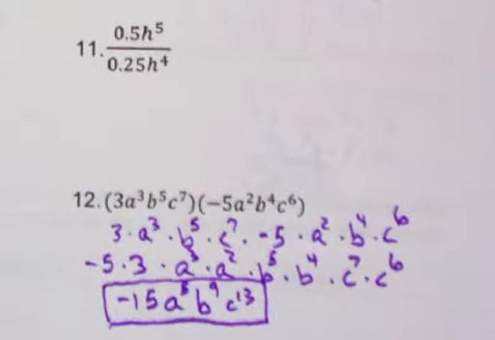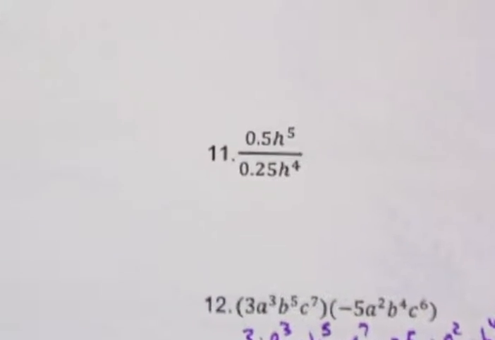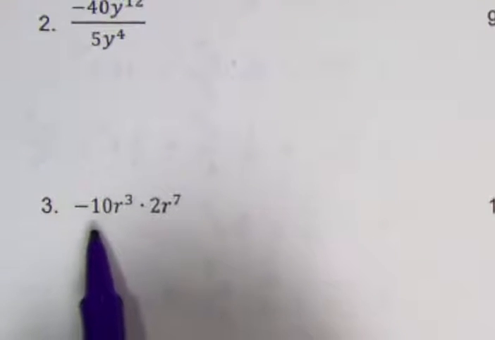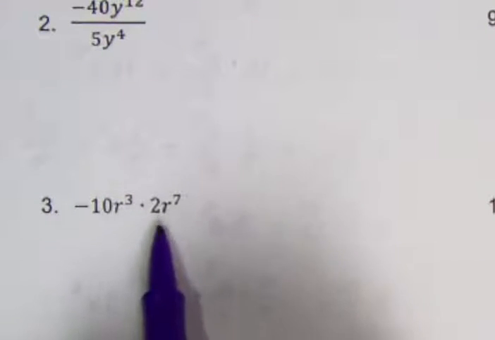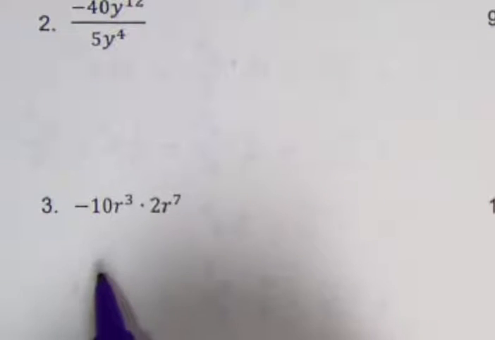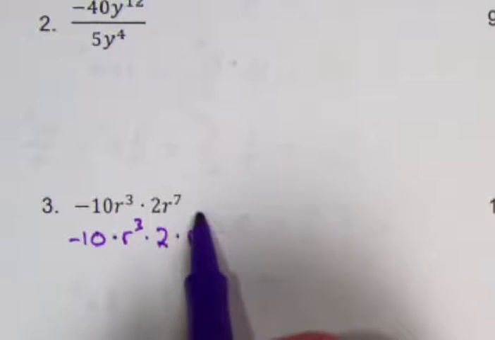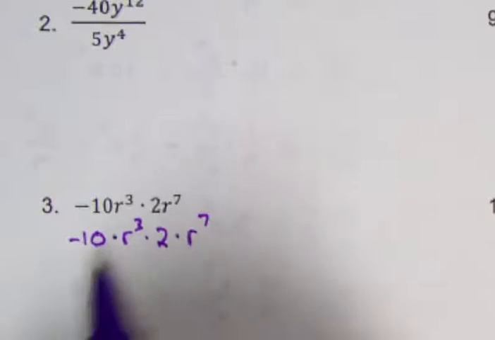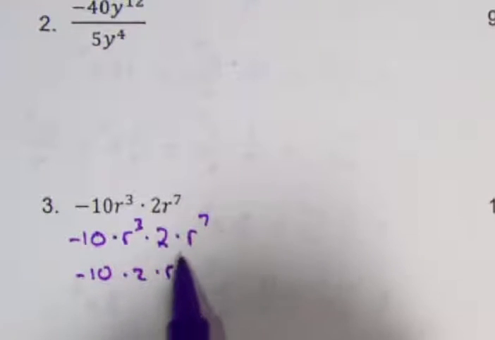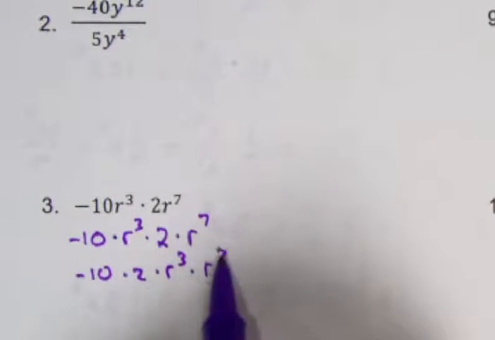Okay, the next one should actually be a little bit easier. Number 3, I have negative 10 r to the 3rd times 2 r to the 7th. I will apply the same strategy. Negative 10 times r cubed times 2 times r to the 7th. Rearrange things so that it really says negative 10 times 2 times r to the 3rd times r to the 7th.